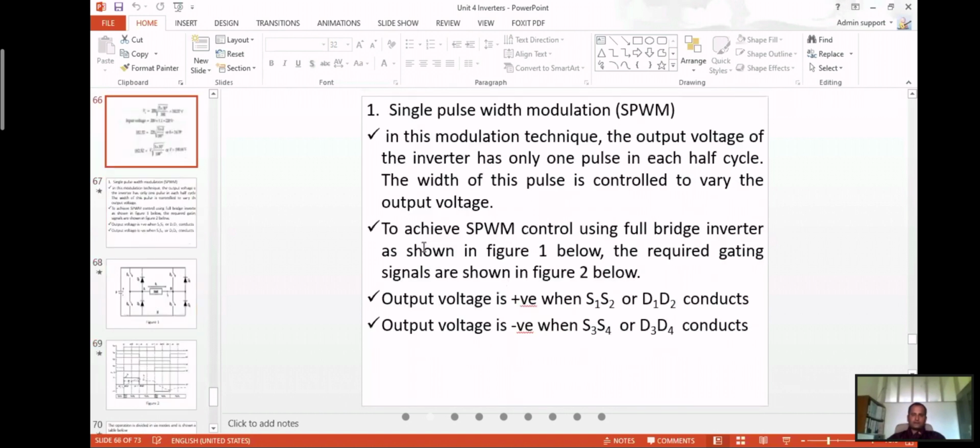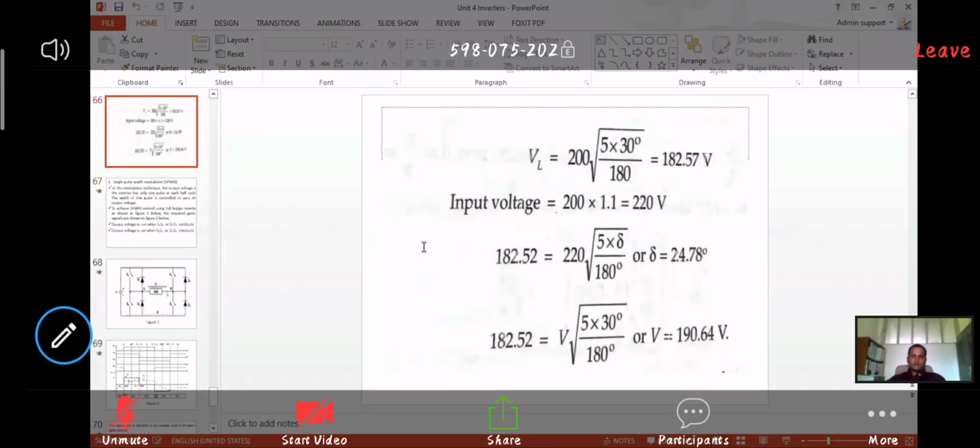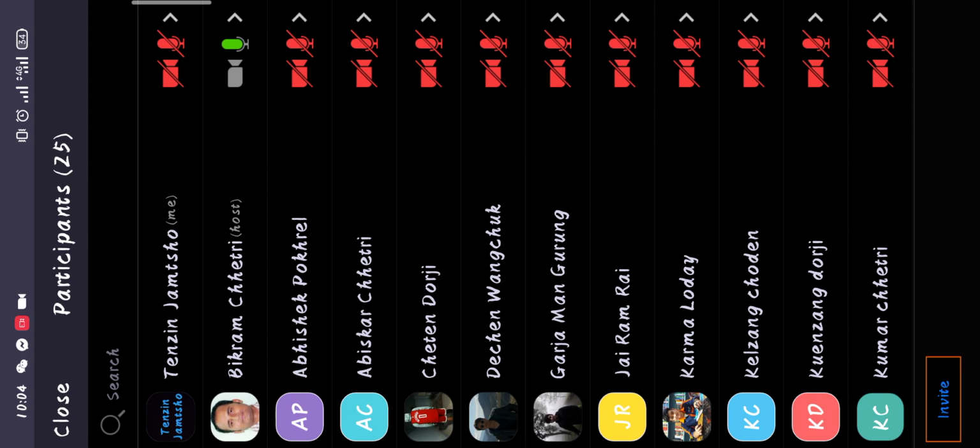I think I'll stop here. I think in the next class we'll complete this unit. So please do this problem. Try to solve it yourself. This is very simple, just application of the formula. If you know the formula, you just have to apply it.